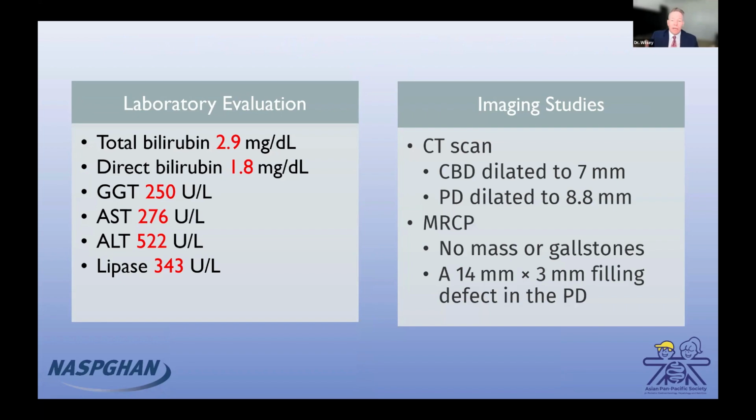So what did we do next? We got some imaging. She went through the ER, so we got a CT scan. The common bile duct was dilated to 7 millimeters, and the PD dilated to 8.8, which is unusual. And so then we got an MRCP. Interestingly, no gallstones, no mass, but a 14 by 3 millimeter filling defect in the pancreatic duct. So we did an ERCP.